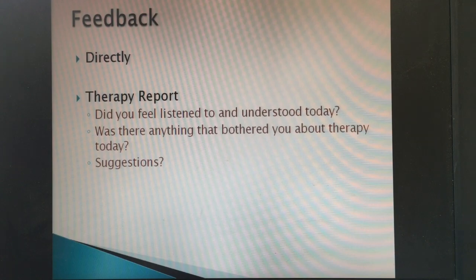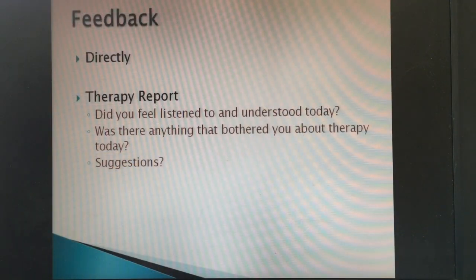Another way to do feedback is the way we were talking about before, where you could have a little questionnaire that the patient would fill out and turn in at the end of each session. So questions on a therapy report like that would be things like, did you feel listened to and understood today? Was there anything that bothered you about therapy today? And then any suggestions. So there you have it.